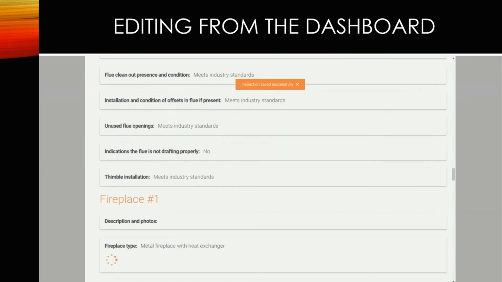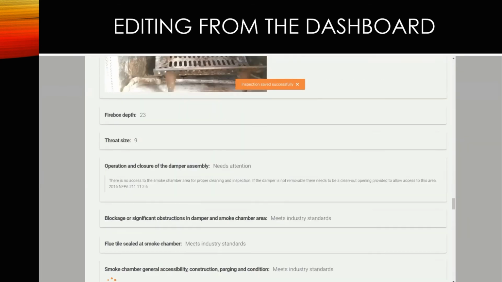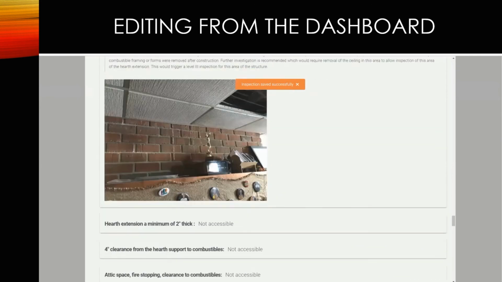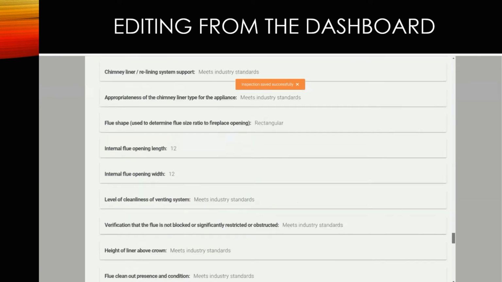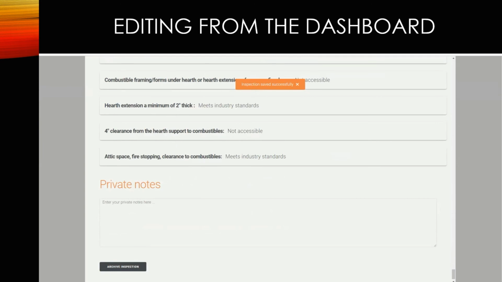Now, if you scroll all the way to the bottom of the report, you're going to notice that there is a box that says Archive Inspection. I'll explain what that is in a minute, but you can archive it or unarchive it. Also, if there were any private notes that you entered during your inspection, you could edit them here. Or if your inspectors came back and had some information about this house that you decided you wanted to add to your file, you can add that to your file as well.